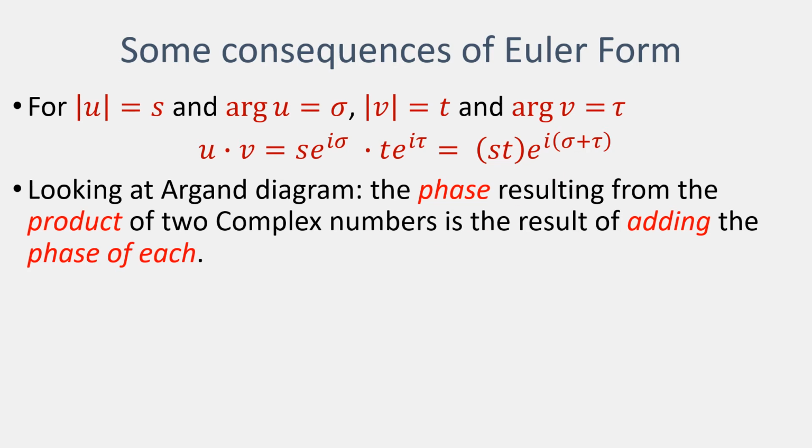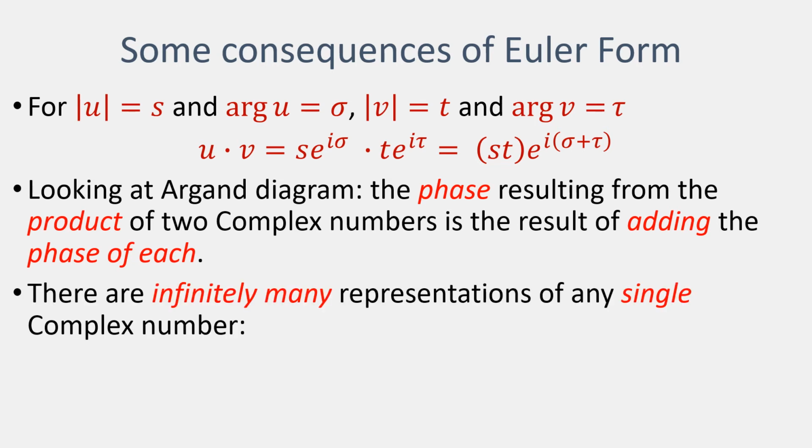So what that's telling us, if we look at what happens on our geometric position, is that the phase that's a result of multiplying two complex numbers is just the result of adding the phases of each of them. Another consequence we have is that any single complex number has infinitely many different representations.